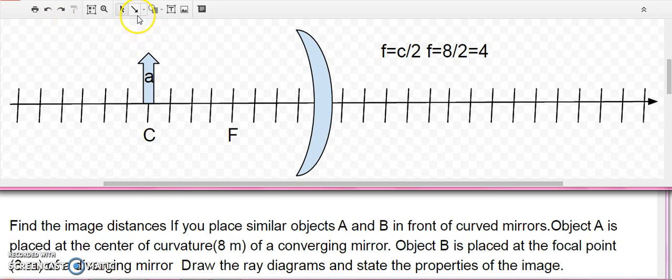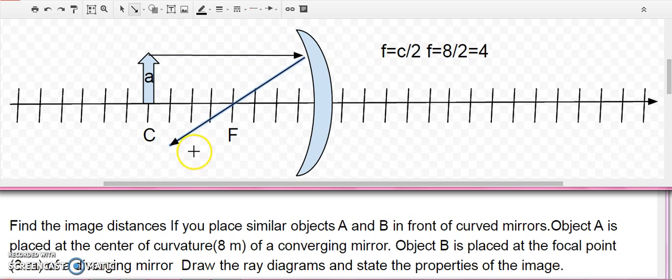Now, to draw the rays, start off with ray 1, which is just parallel. Starts off parallel till it hits the mirror. Then it reflects off the mirror through the focal point. And you want to make it go through the focal point because it could be an inverted image and be on the bottom of the line. Okay, and this is ray 1.